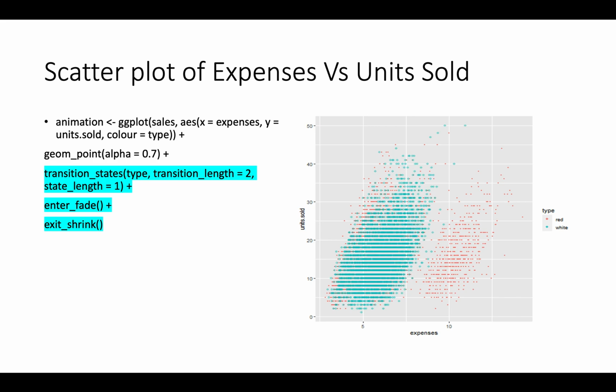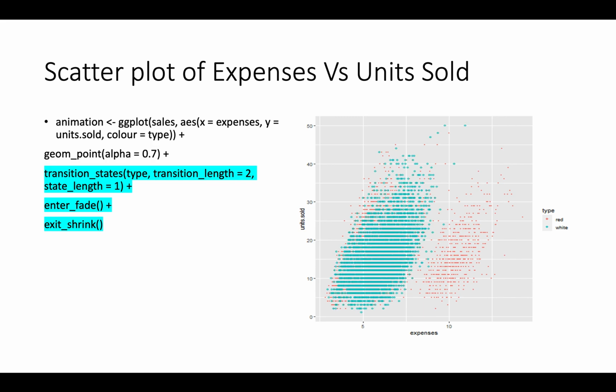I've added some transition states along with the ggplot2. The transition state is an aesthetic of gganimate. So what basically transition states is, transition state allows you to split your data into multiple states based on the levels in your given column.